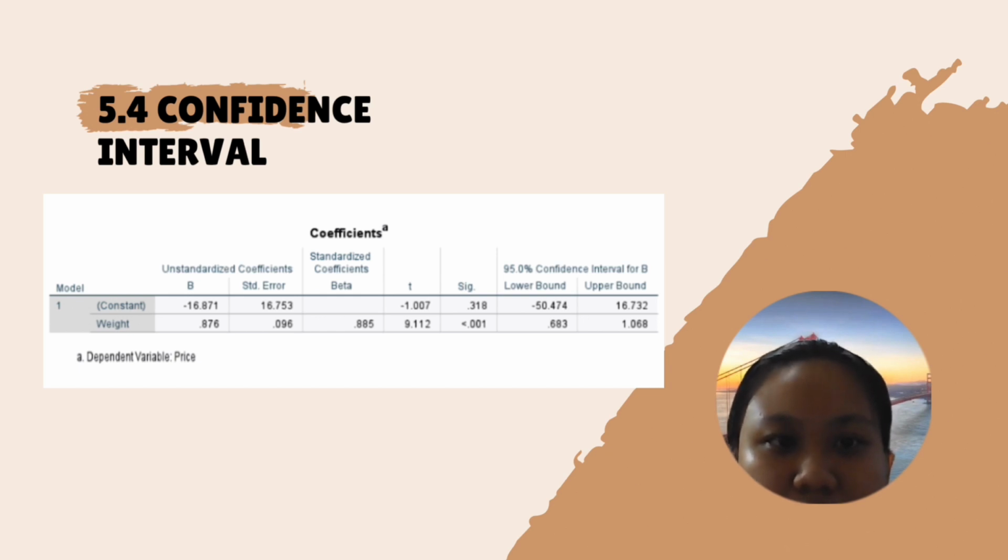It can be said that we are 95% confident that the population parameter is between negative 50.474 and 0.443. That's all. Thank you.